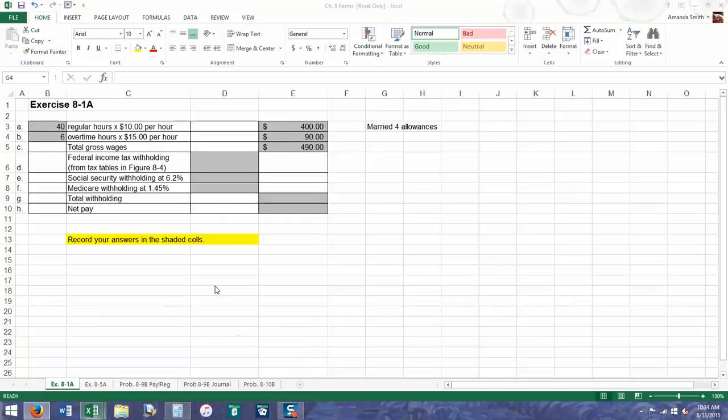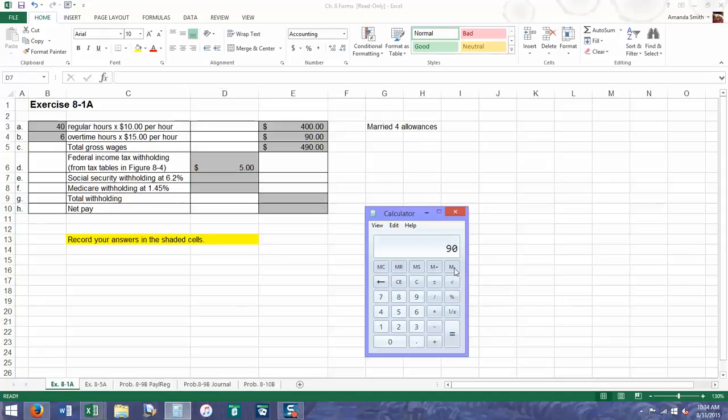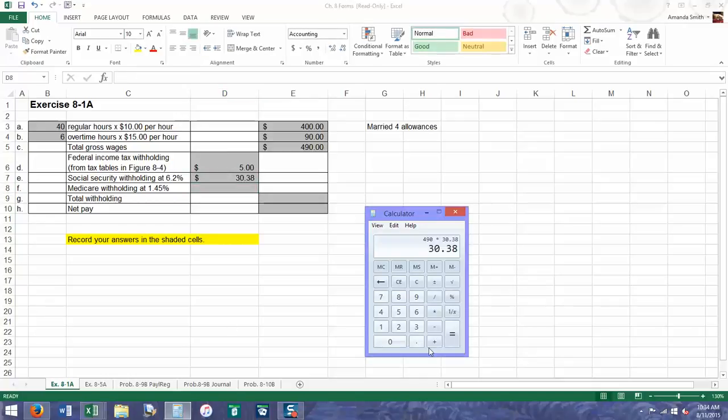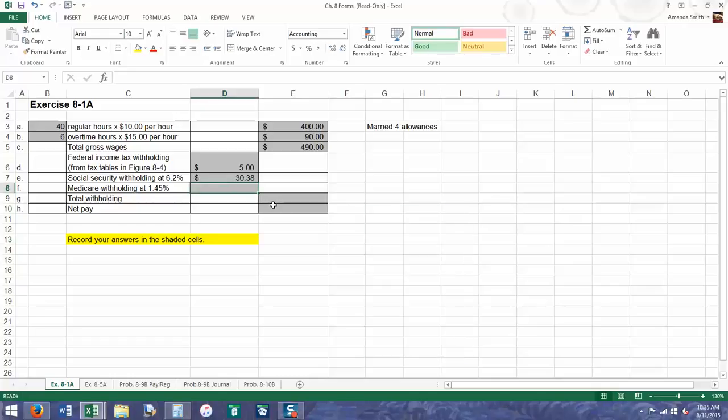So let's go back to the spreadsheet. We know her federal income tax is $5. Now we need to calculate Social Security withholdings. So we have 6.2% times $490. So 490 times 6.2% gives us $30.38. Medicare withholding, 490 times 1.45% gives us $7.105, and we're going to round that to $7.10 to make sure the employee gets as much money as possible.